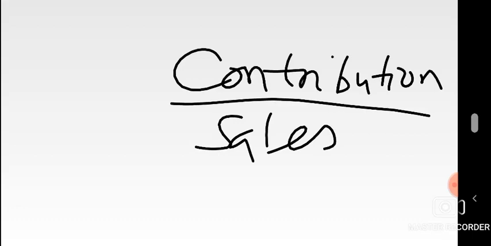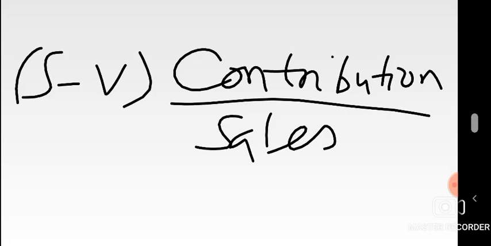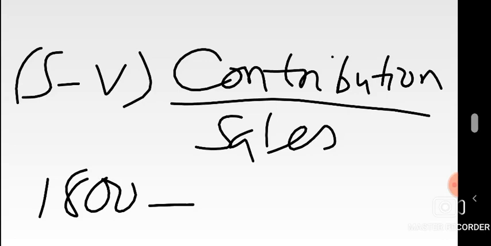Contribution over sales, that's your CS ratio. How do you find contribution? Sales minus variable costs. So what was your selling price? Remember that figure, minus variable cost, that purchase price per unit. The moment you see certain details with per something, just know that that is a variable cost because it changes per unit. And since we're already clearly told that there will be a fixed rental of so much, the purchase price hence becomes our variable cost. That's how you determine it.